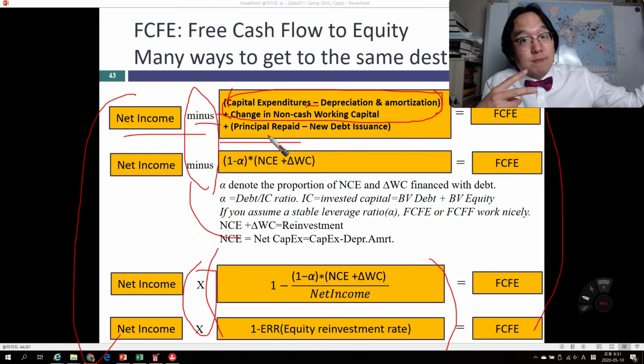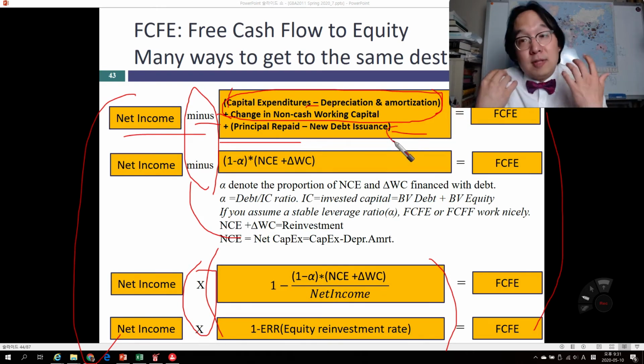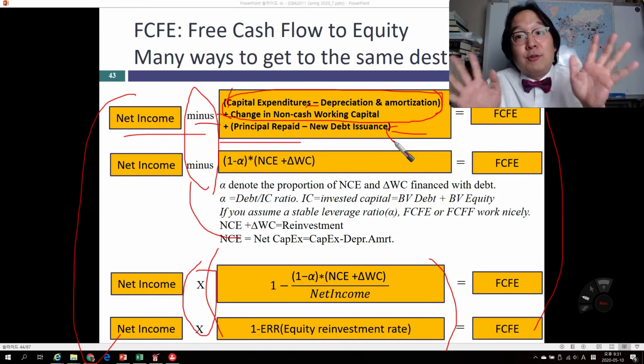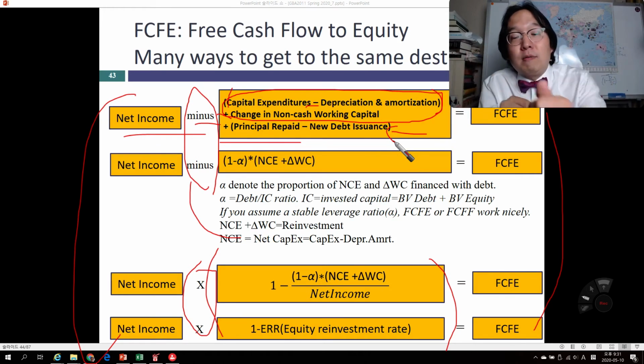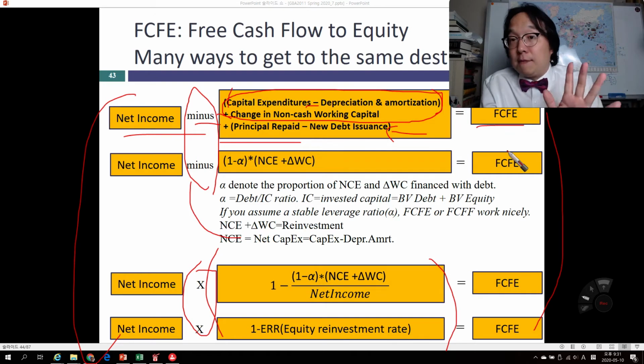Make sense? Now, the third item is about debt holders, saying bye-bye to the debt holders. Here is your cash to you. I repay something to you. Sometimes I borrow from you, right? That's that. So that's the first equation. You subtract all these things from net income, you get to FCFE.